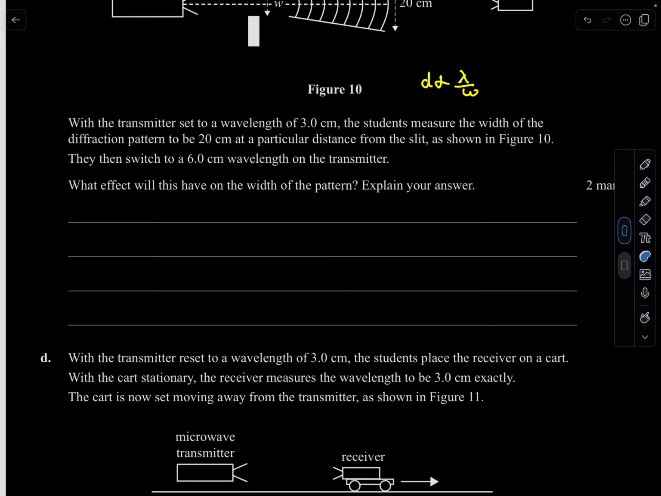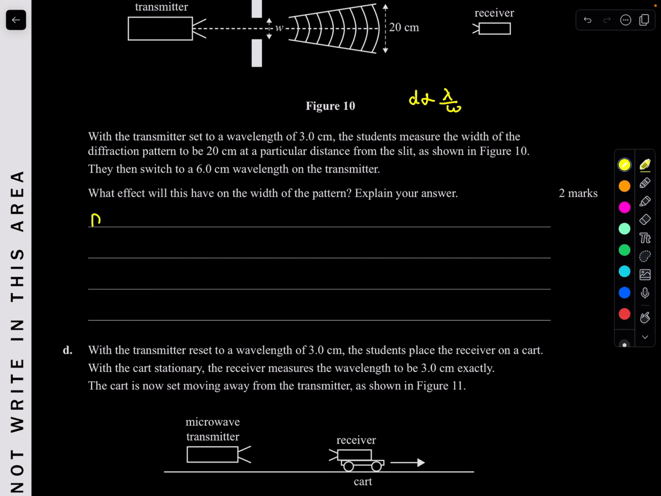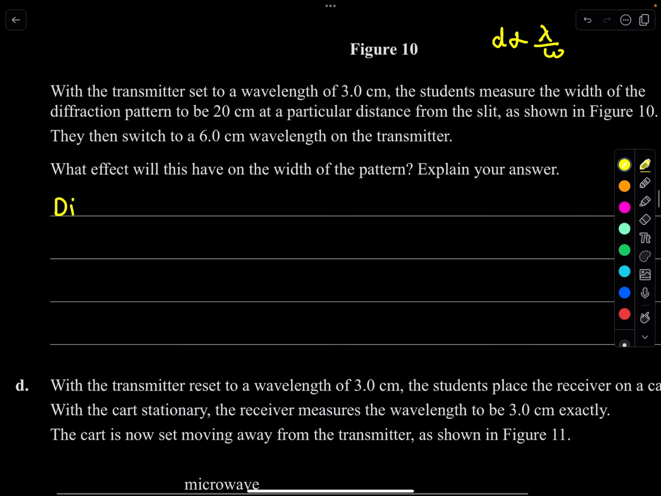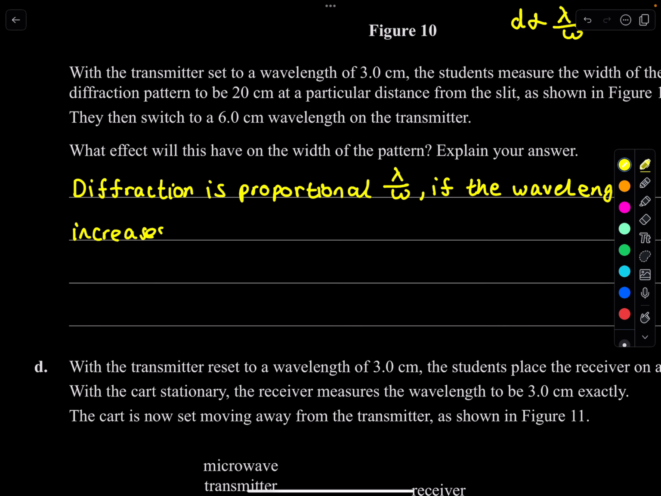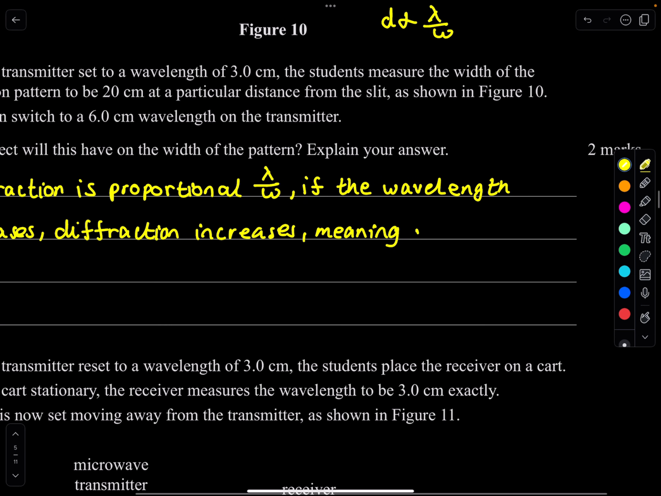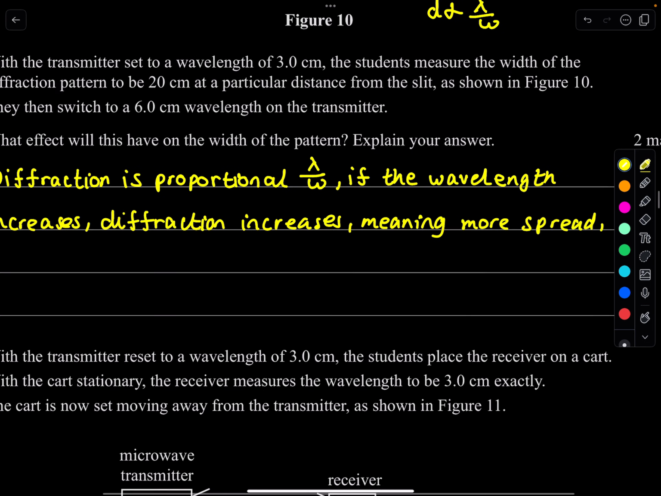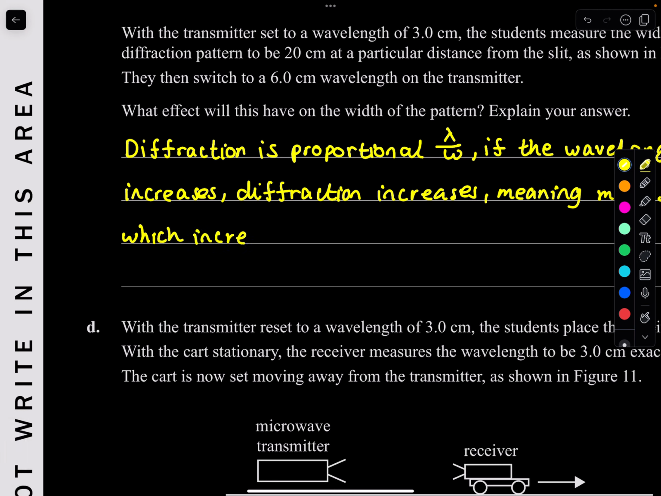Because it's 2 marks, all you need to do is write the formula. So we can say that diffraction, let me actually zoom in, diffraction is proportional to wavelength over width. So if the wavelength increases, diffraction increases, meaning more spread, which increases the width of the pattern.